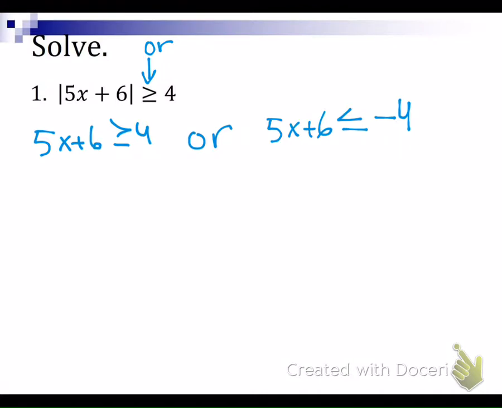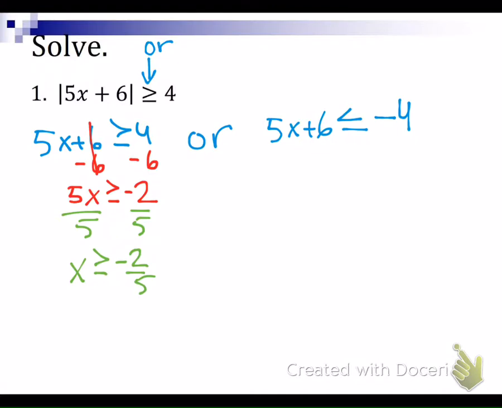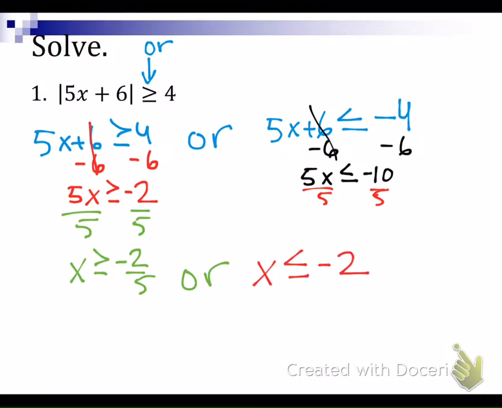Now, you solve these 2 separately. How would I solve them? Minus 6, minus 6. So we have 5x is greater than or equal to negative 2. Divide. I get x is greater than or equal to negative 2/5. Or, same thing over here. When I subtract 6, I think this side's going to work out a little neater. So 5x is less than or equal to negative 10. Divide. So I have x is less than or equal to negative 2.